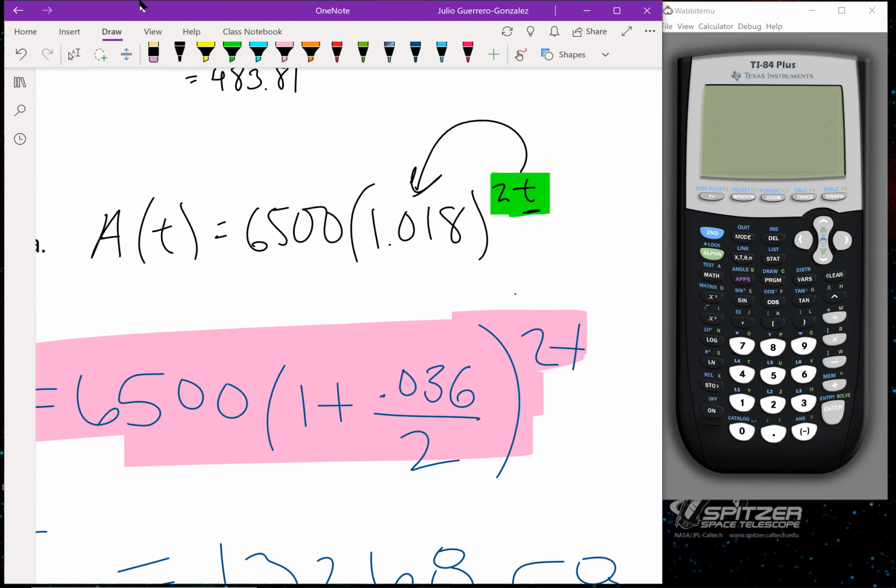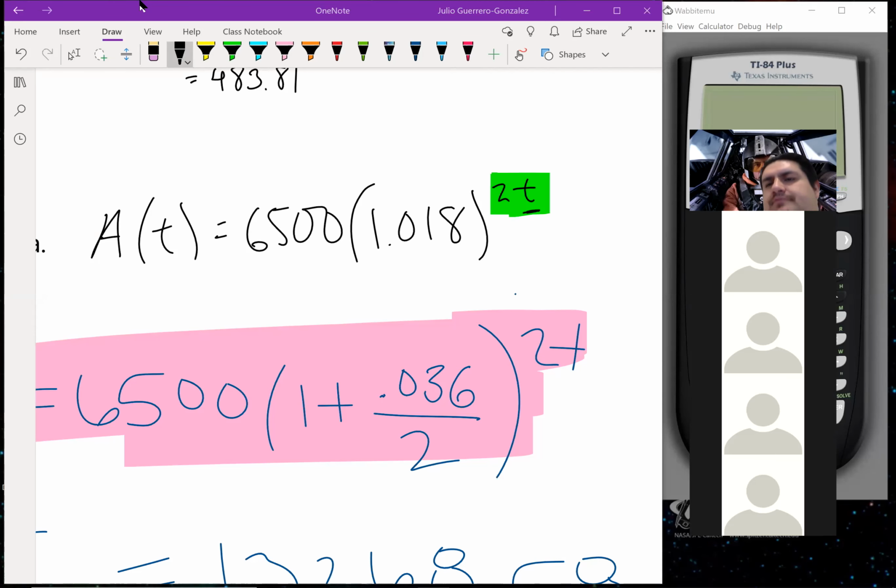Okay, how do I do that? I can't do that on my phone, huh? You can. It depends on what phone you have, though. So let me turn on my camera again. Let me turn on my calculator.